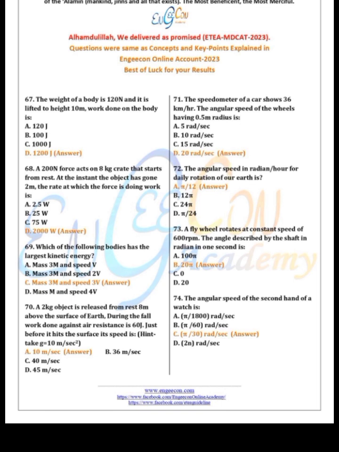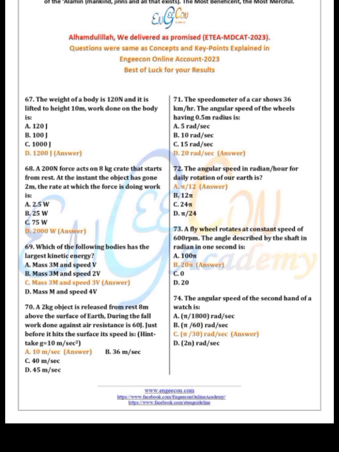70. A 2 kg object is released from rest 8 meter above the surface of Earth. During the fall, work done against the resistance is 60 joule. Just before it hits the surface of Earth, its speed is what? 10 meter per second is the correct option. 71. The speedometer of a car shows 36 kilometer per hour. The angular speed of the wheels having 0.5 radius is. Correct option is 20 radian per second.